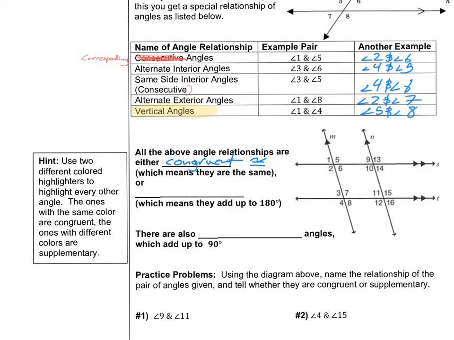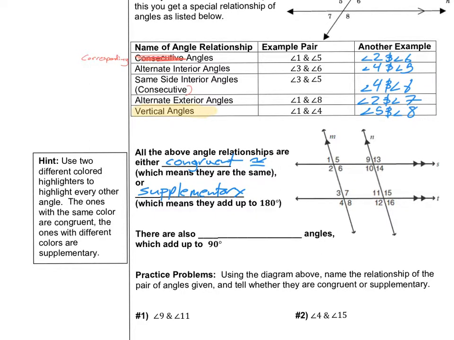Or they're going to be supplementary. So all of these angles are either congruent or supplementary. And supplementary means they add up to 180 degrees. So they're either going to be the exact same or they at least add up to 180. That means like maybe one's 100, the other's 80, or maybe one's 40, the other one's 140. That's always going to be the relationship, either congruent or supplementary.